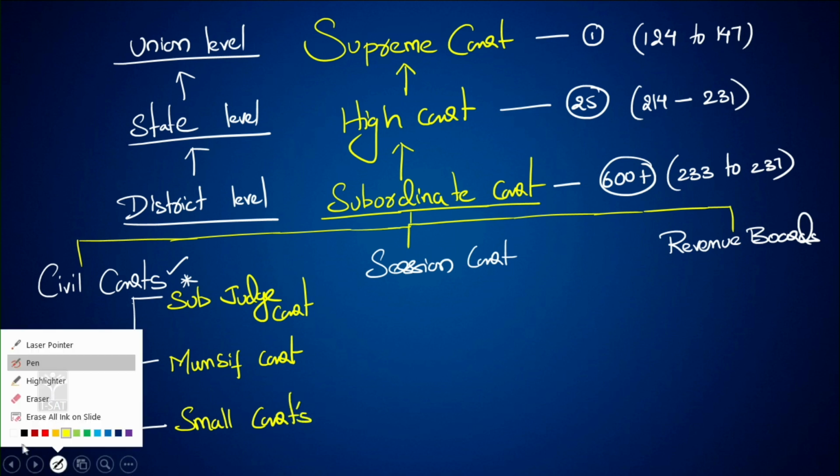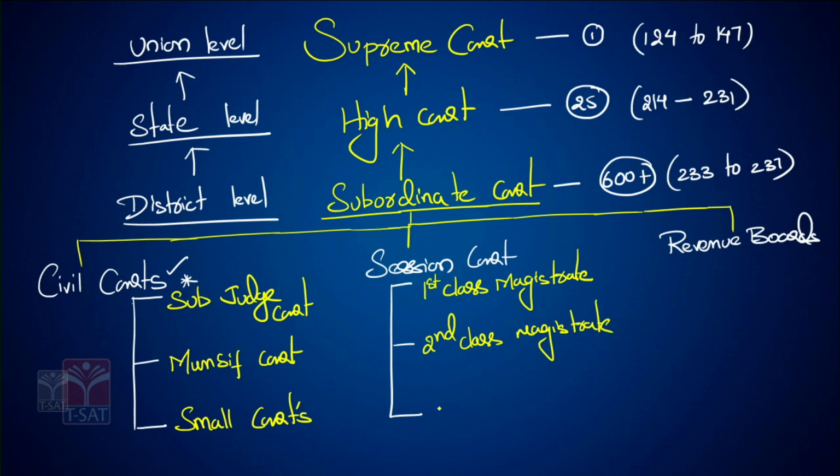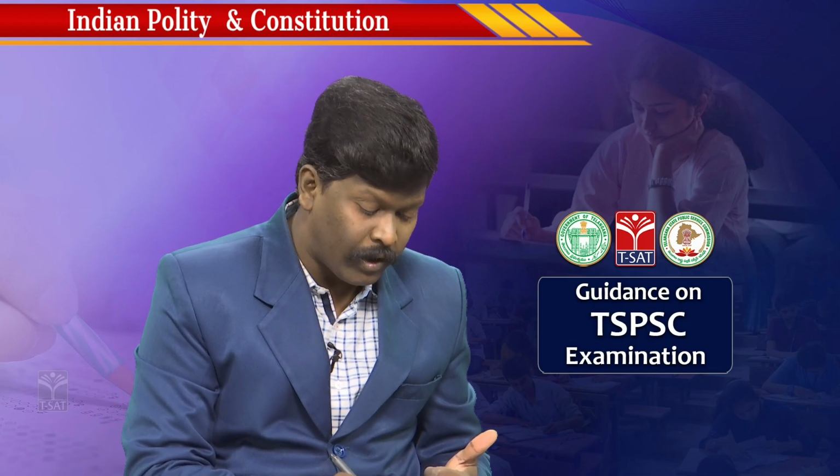The sessions court is also divided into 3 types. Now, what is the first one? The first one is the first class magistrate. The second one is the second class magistrate, and most of the states do not have this, but if needed, a third class magistrate. This is the hierarchy below subordinate courts that you need to understand.